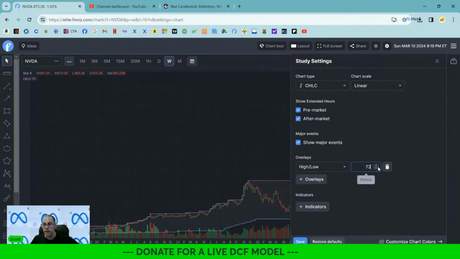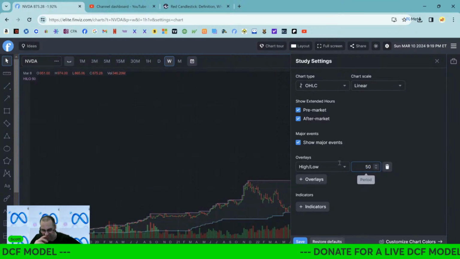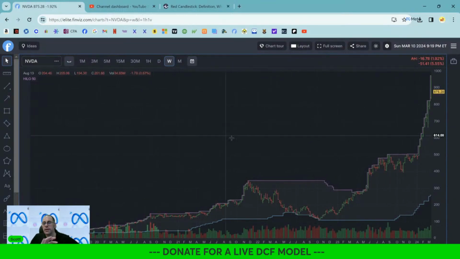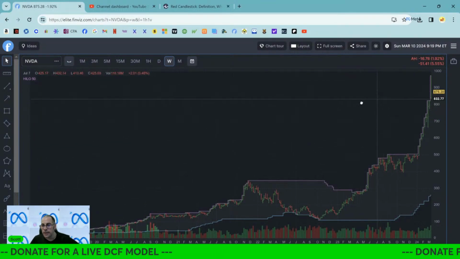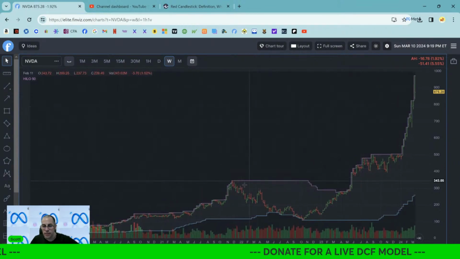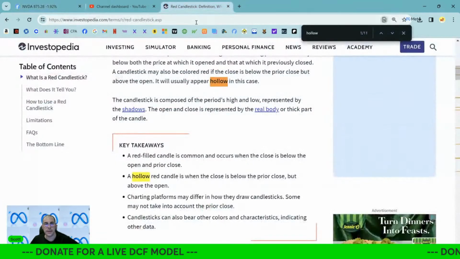So you can do an overlay of high-low. Let's just keep it at the 50, what it was. This is a nice way to look at the resistance points. It's the high-low 50.